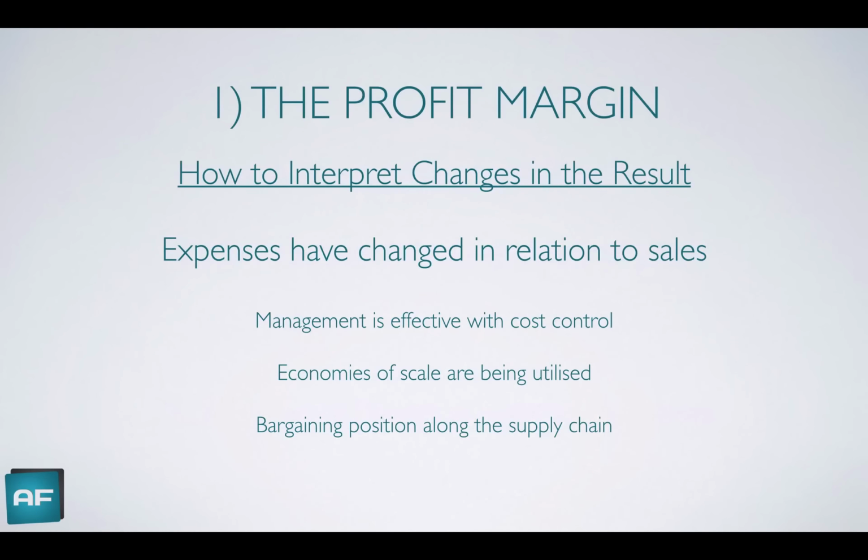And there also could be a change in the bargaining position along the supply chain. So this could mean that if you have a strong bargaining position along the supply chain, you could drive down your expenses. Or if you have a weak position, you may be a price taker in a lot of your costs, and expenses could be increasing.